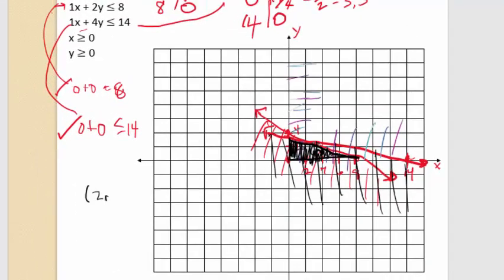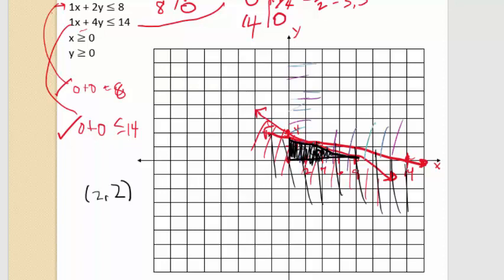So for example, 2, 2 is an example of a point in that feasible region. So that means that I could make 2 shawls and 2 afghans per day. That's one possibility. It doesn't mean that I'd be utilizing all of the hours. It just means that I'd be able to produce 2 afghans and 2 shawls per day.